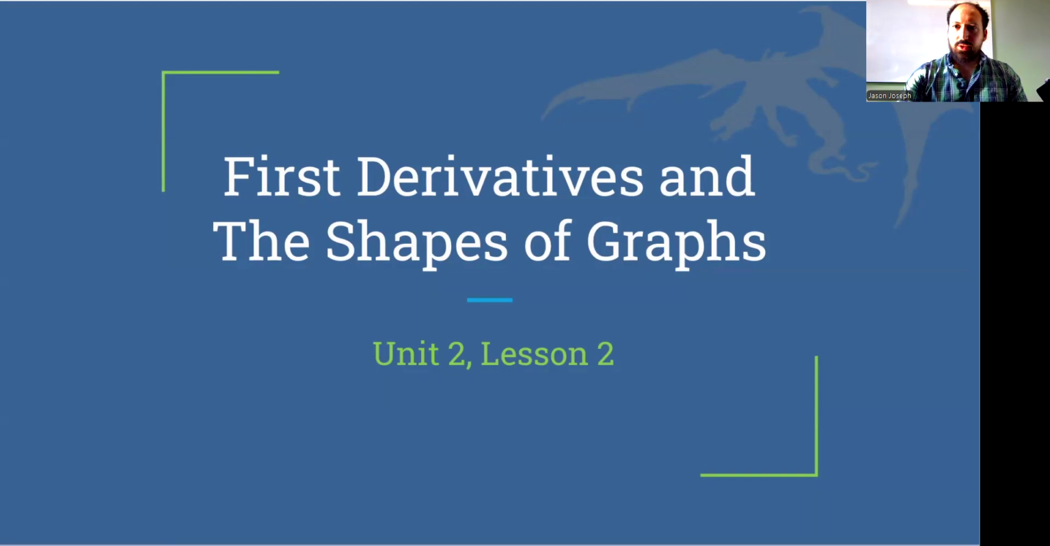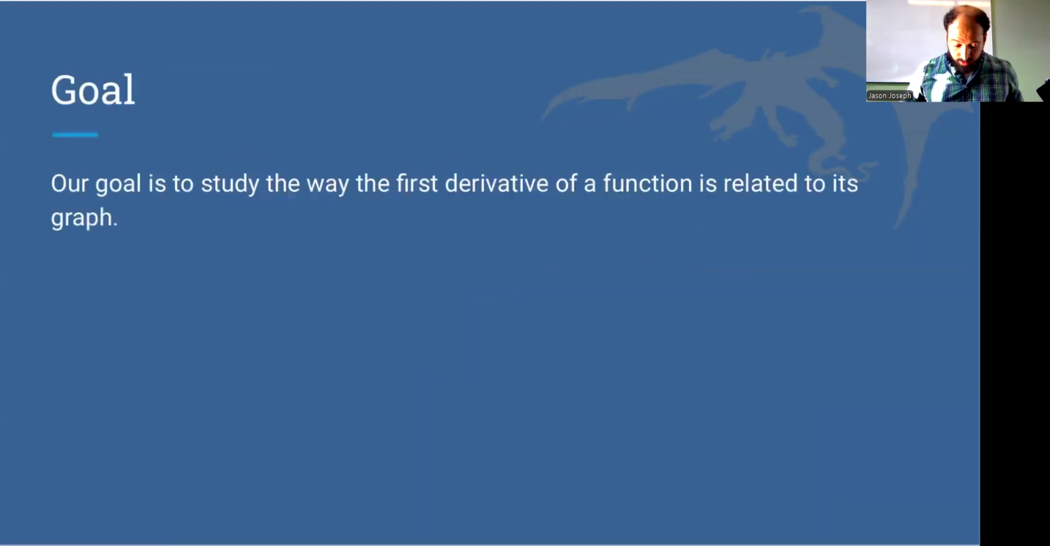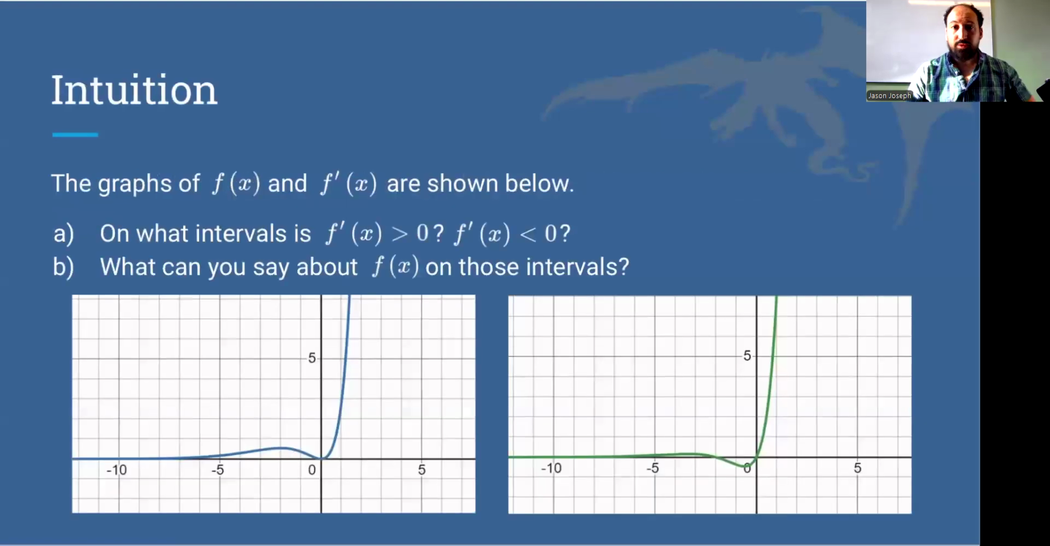This is the first in a series of videos about what the derivative can tell us about the shape of a graph. So we'll be building on this for a little while. So in this first video, we're just talking about the relationship between the first derivative and the original function.